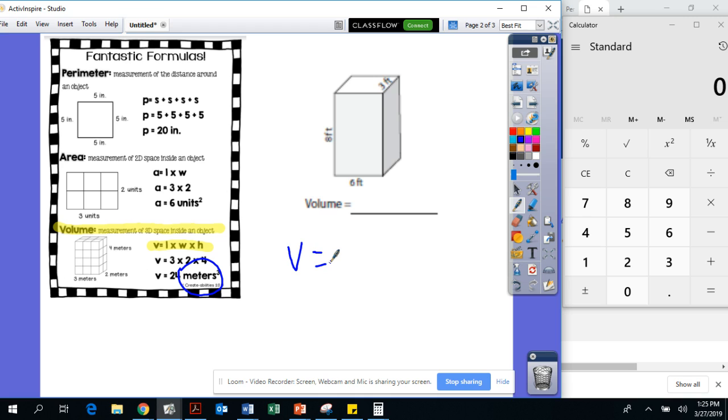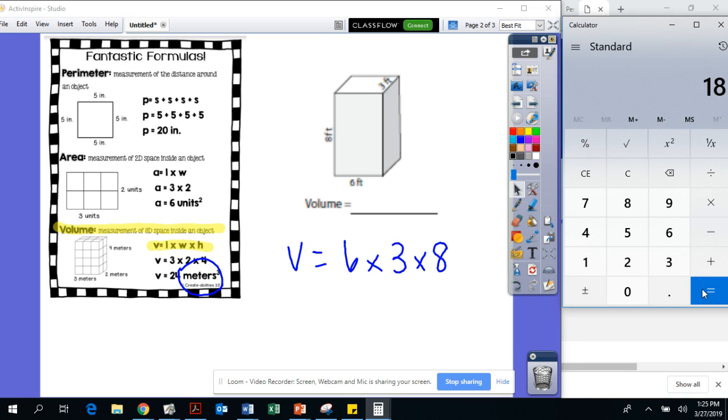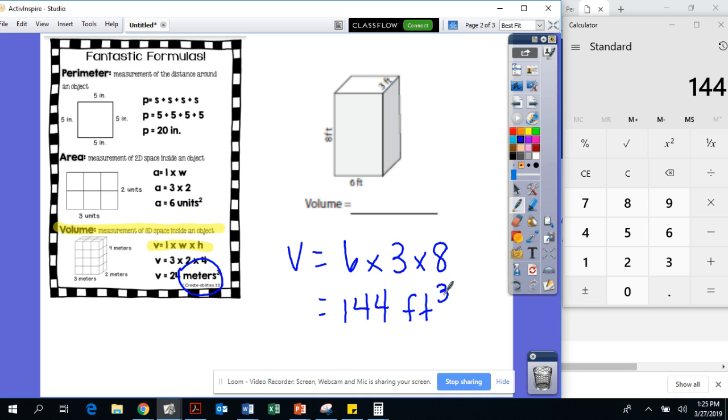So students will use the formula length times width times height in order to find the volume. The length is 6, the width is 3, and the height is 8. So they will multiply 6 times 3 times 8. Again, they're welcome to check on a calculator. 6 times 3 times 8 gives me a volume of 144 cubic feet.